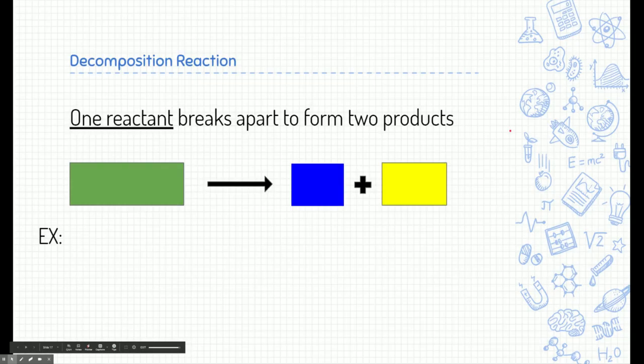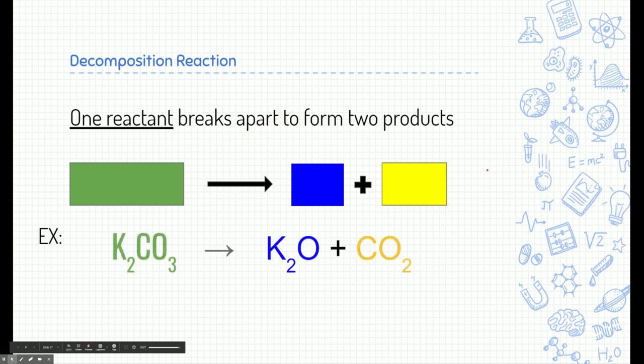All right, the opposite of a synthesis reaction is called a decomposition reaction. One reactant breaks apart to form two products. Now, again, I kind of emphasized the term one reactant. That's a key indicator to let you know a decomposition reaction is taking place.